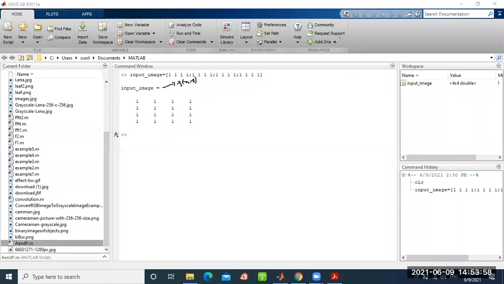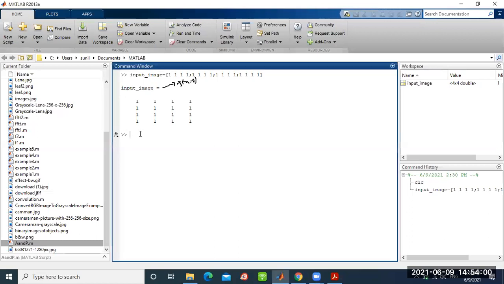Fine. Now what I have to do? Next I have to find the kernel. Yes or no? We have to define the kernel. As I told you, for every matrix the kernel will be different. So I will find the kernel. Kernel equal to. Now there is a Matlab predefined function which is called dftmtx. This function basically determines the kernel for a particular size.